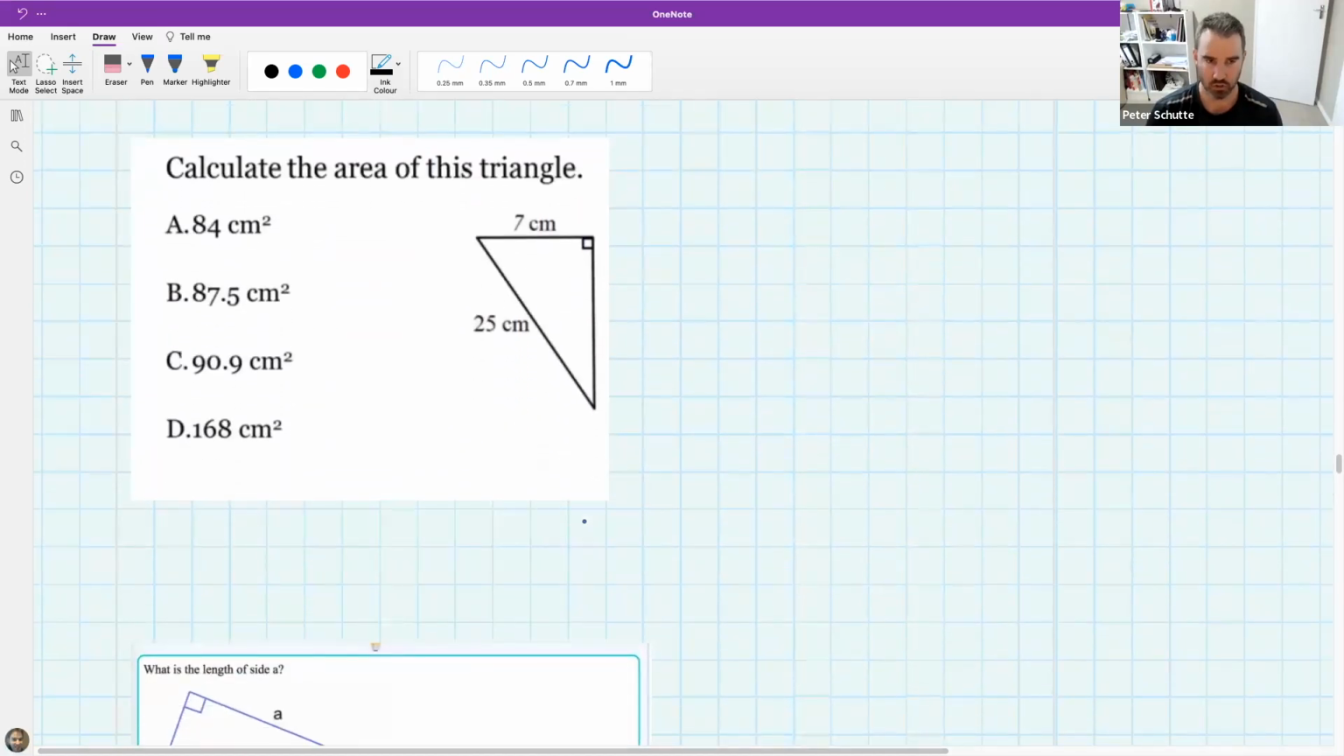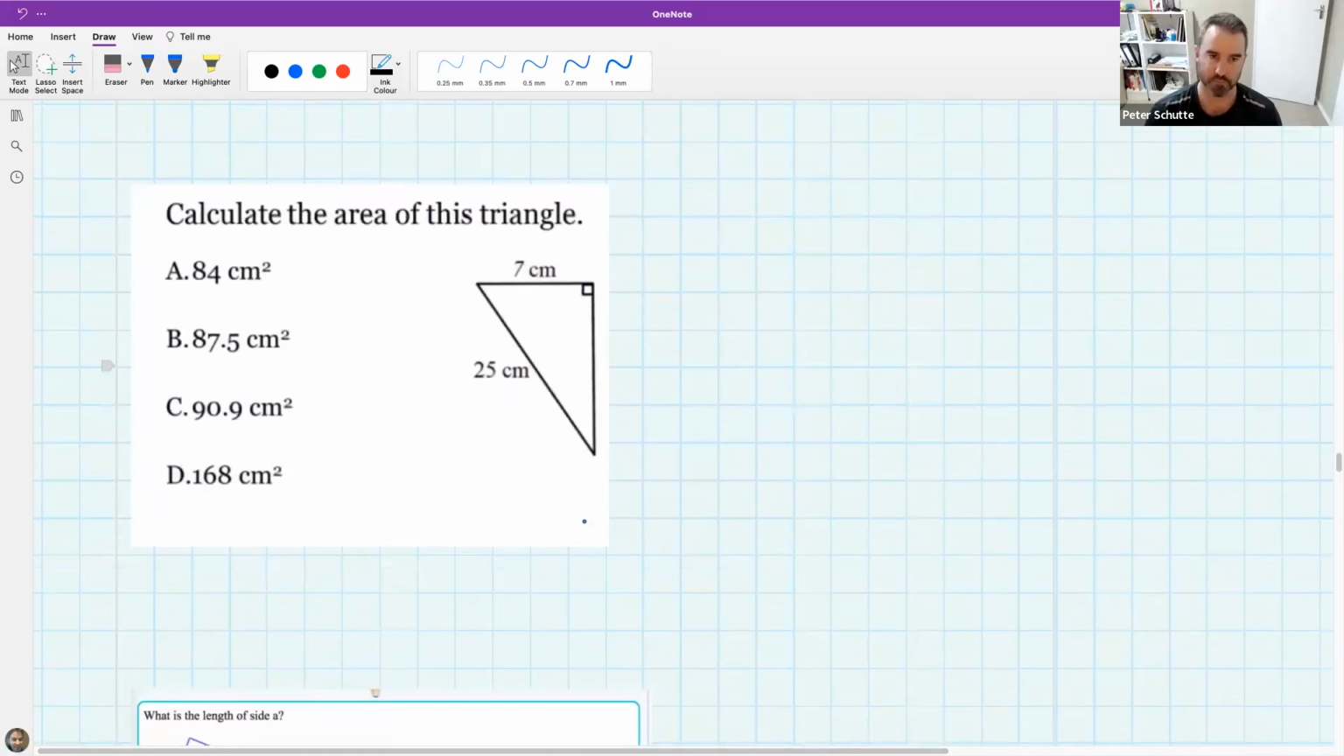This is another multiple choice question. You need to calculate the area of this triangle here. Calculate the area of this triangle. Now, if somebody is feeling very generous, maybe they can put their hand up or put in the chat, how do I find the area of a triangle? How do I find the area of a triangle?